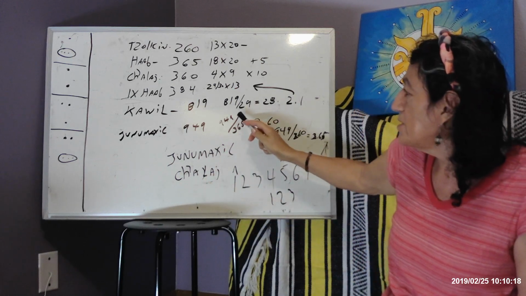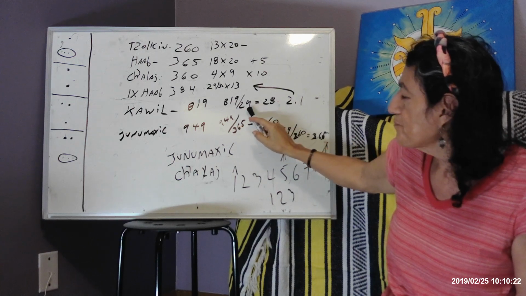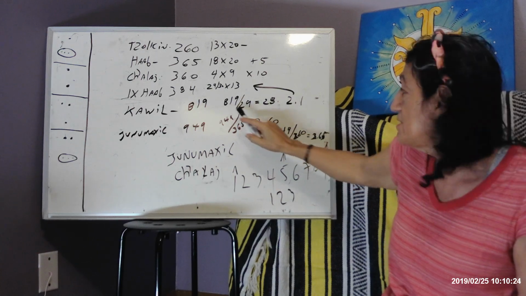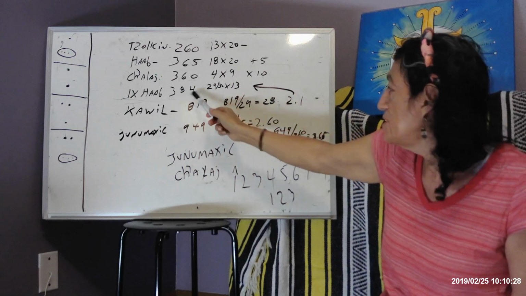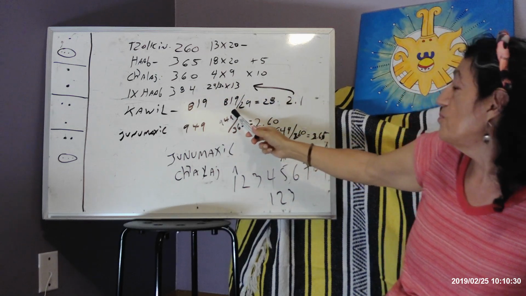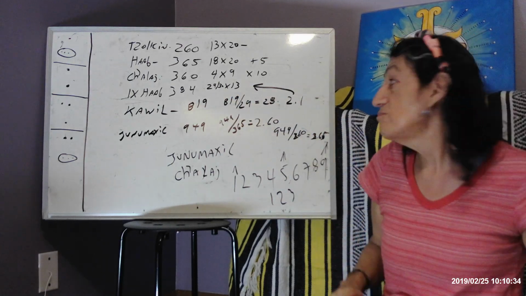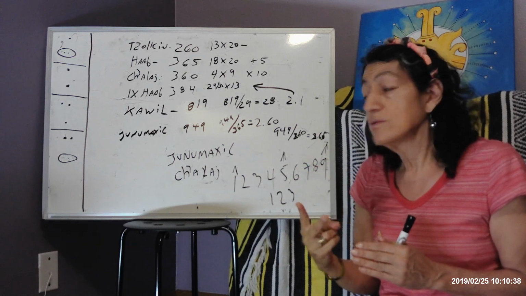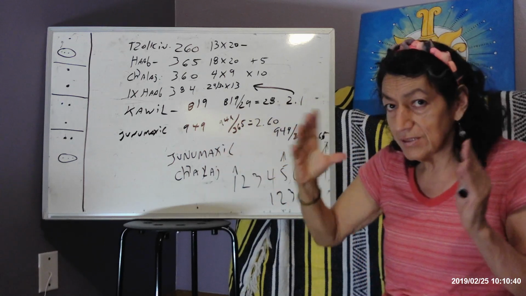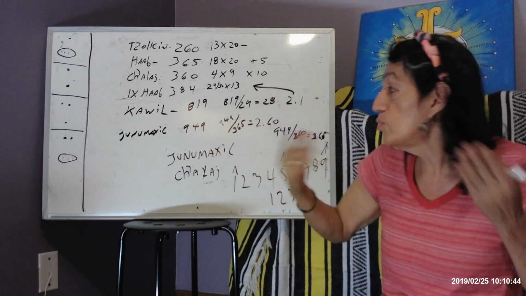But I found out that, look at this number here, and you divide the 819 by 29, you get 28. And if you divide the number of these by these other numbers, this by that number, you get 2.1. So that means that the Kawil was counting 2 lunar years in that count. So this is my understanding. That is not in any publication, but in my own books I explain this.